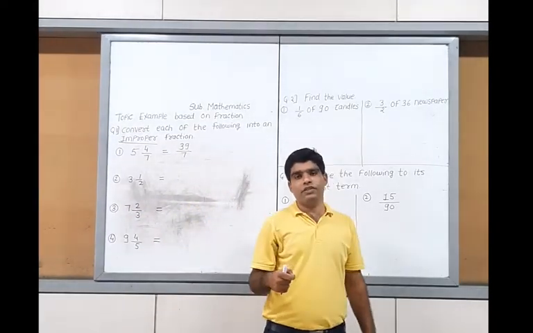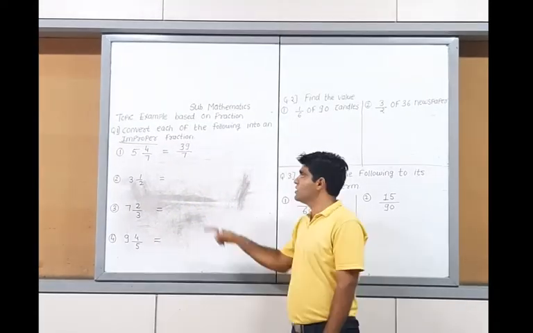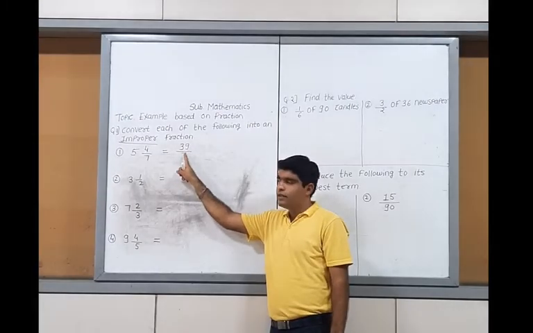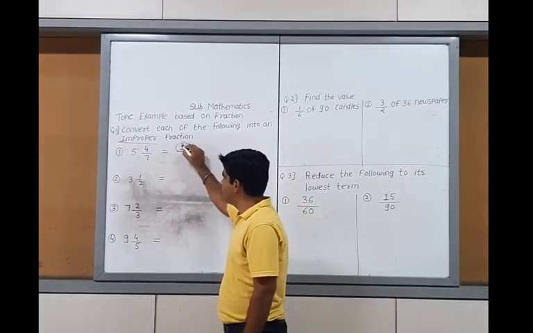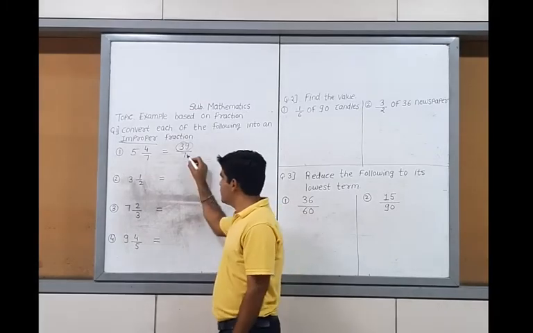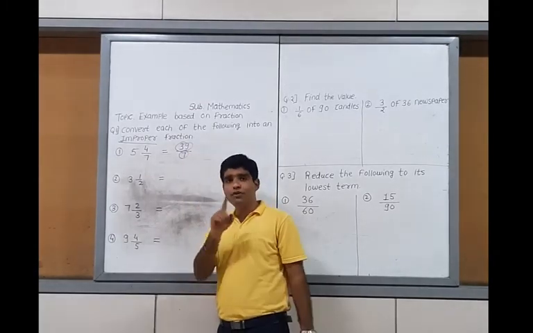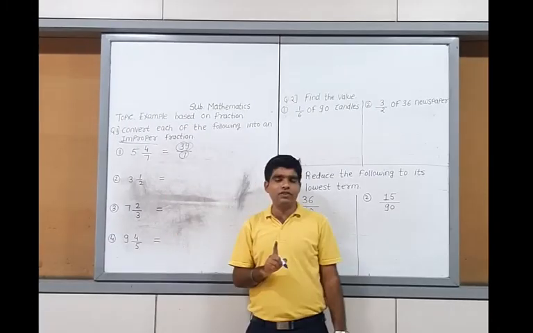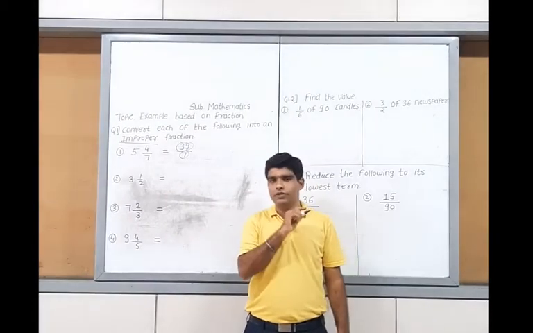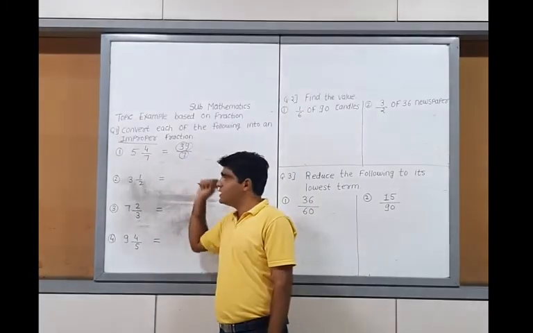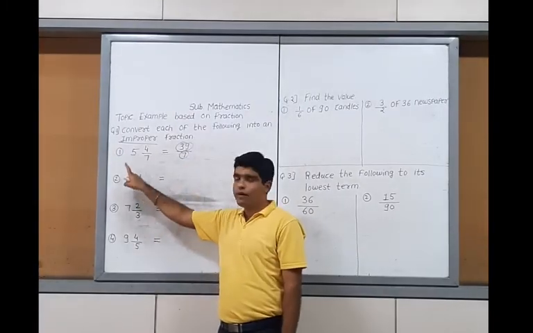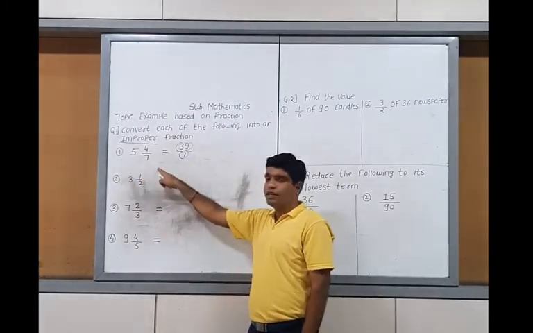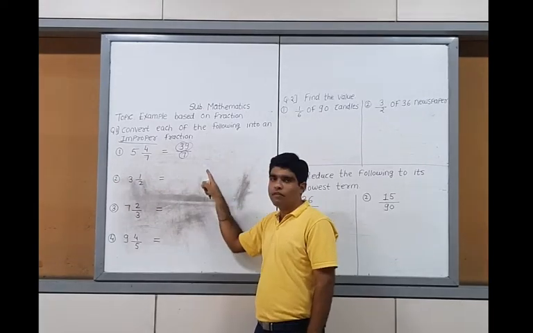Definitely an improper fraction. Why an improper fraction? Because the numerator is 39 and the denominator is 7. Here the numerator is greater than the denominator. This type of fraction is called an improper fraction. That is your first example. You have to convert the mixed fraction into an improper fraction.